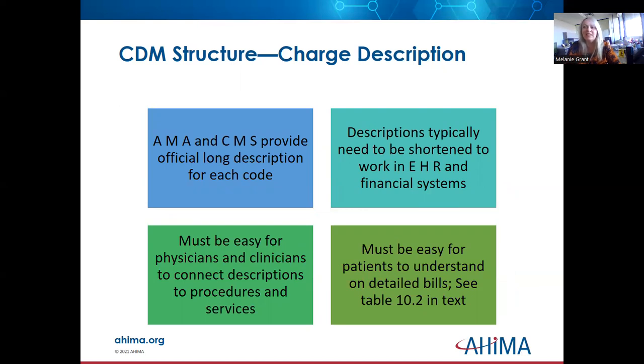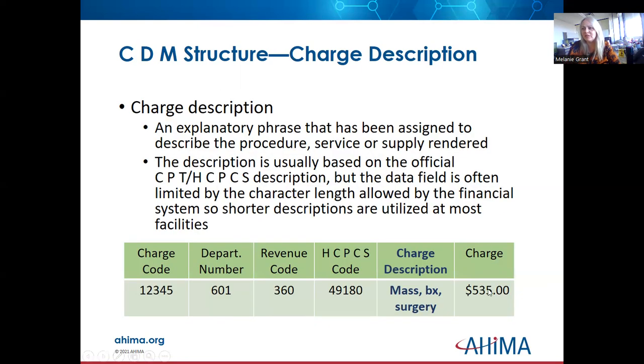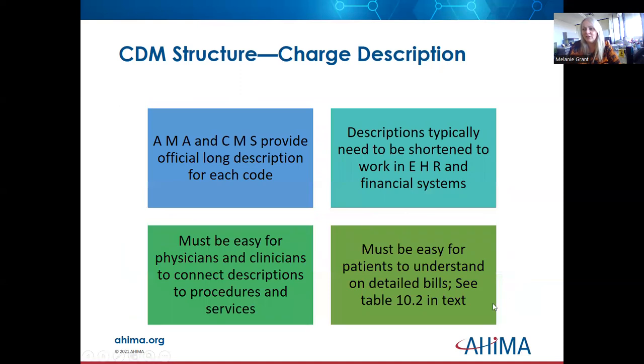And this basically says some of the same information. Descriptions need to be shortened to work in the EHR. It should be easy for your clinicians to find and also easy for patients to understand. So what we put here, when we enter this charge description, is not only the description that's going to be listed when looking at a biopsy, a surgical biopsy of a mass, which is what this reads to me as, but that's also what your patients see. That's also what your physician sees. So if you have too many abbreviations that aren't as well known, that would be something to consider when identifying exactly how the patient is going to see that on their bill.